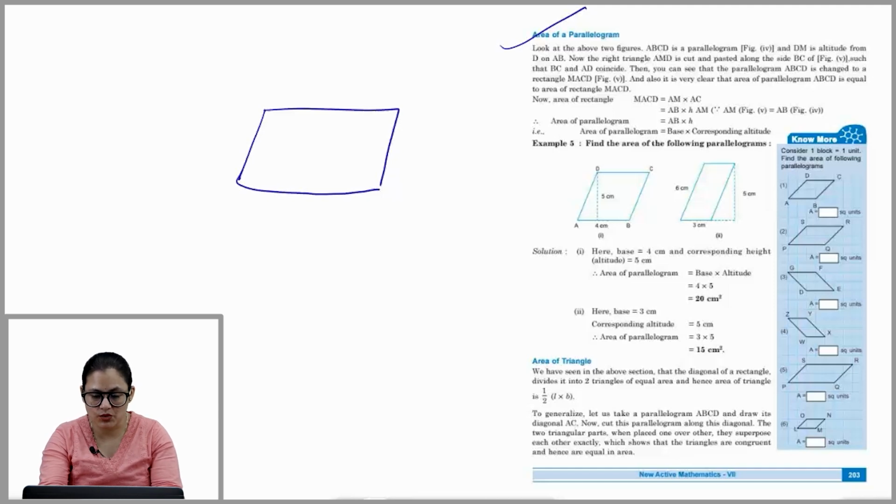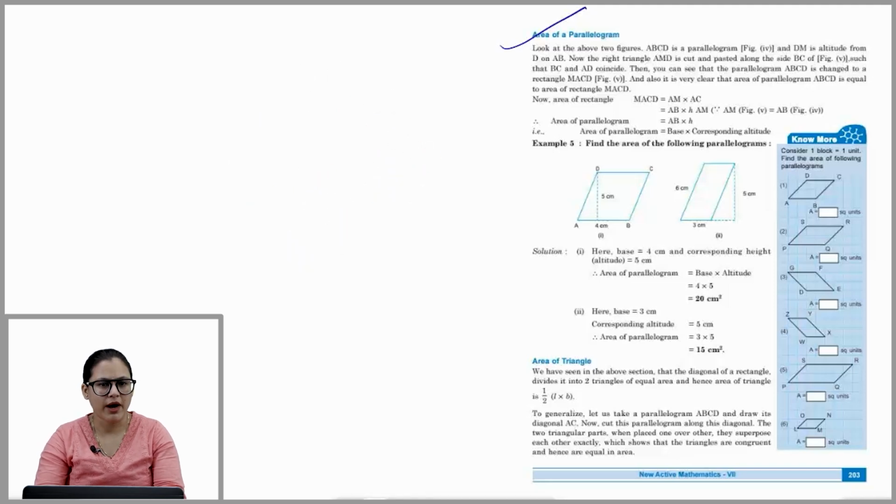And AB is what? AB is the base and H is what? Altitude. So area of a parallelogram is what? Base into height, or base into altitude. Okay. Let's do example 5. What does this example say?